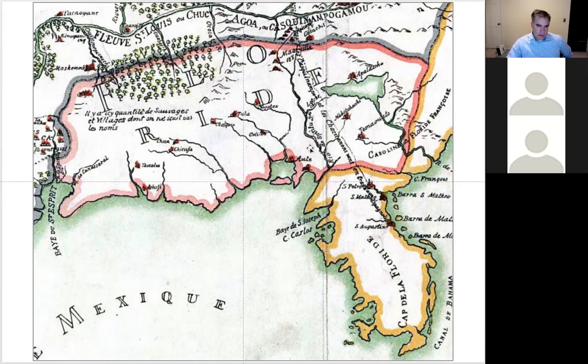So anyway, this is an area that is still not really well known. And you would think that by 1684 the peninsula of Florida would be well mapped, but not so.